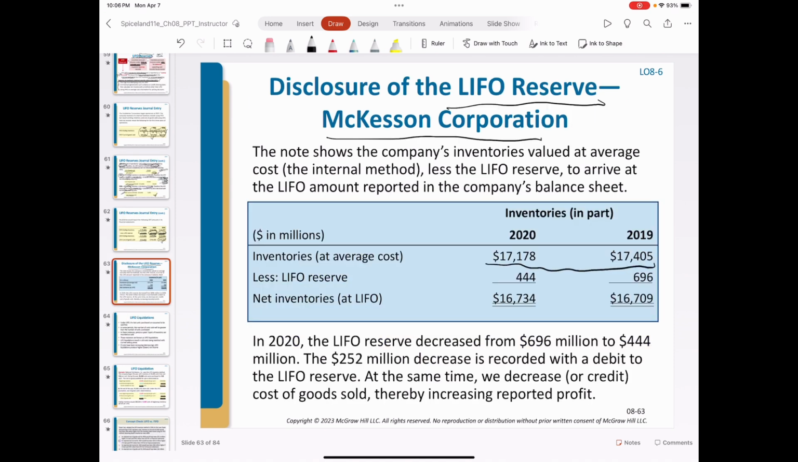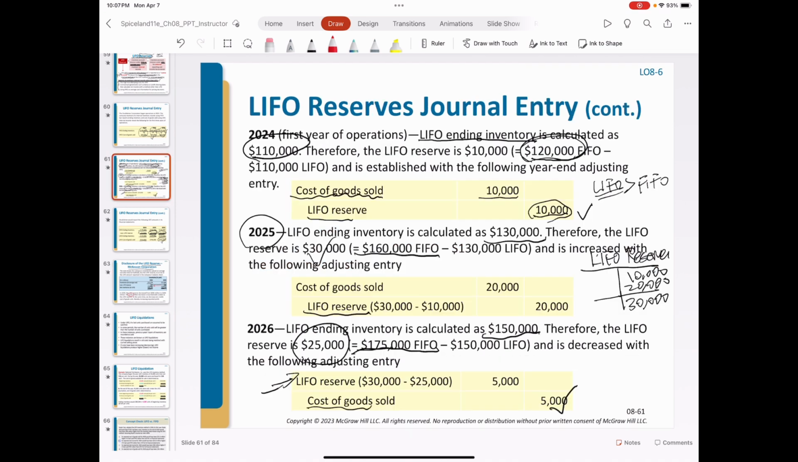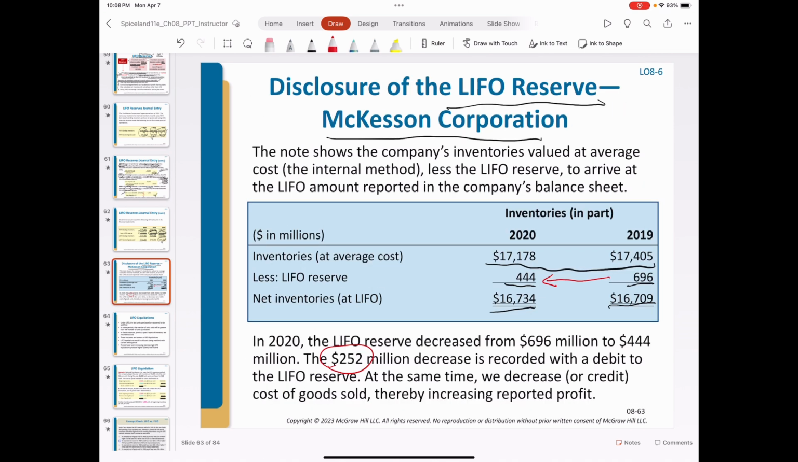The first line is the weighted average inventory. Less LIFO reserve, it converts to the balance of LIFO inventory. The LIFO reserve decreased by 252. When the LIFO reserve decreases, similar to this one, we're going to debit LIFO reserve and credit cost of goods sold. So this indicates the cost of goods sold this year decreased by $252 million. Because cost of goods sold decreased, the profits increased.